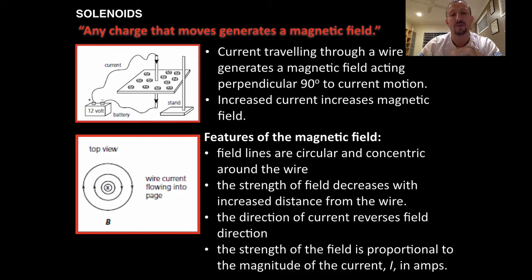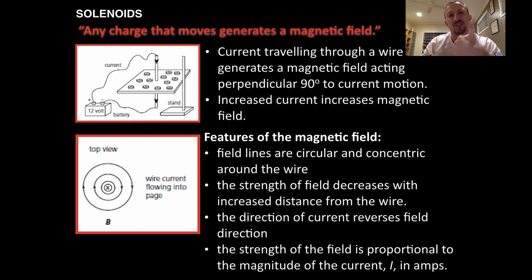I've dealt with the first bullet point, which is that circular concentric circles of magnetic field will be generated, which act at 90 degrees to the flow of current. Also, the further out that you go from the current carrying wire, the result is that your magnetic field is going to decrease. That again stands to reason, because you're less subjected to that flow of charge.